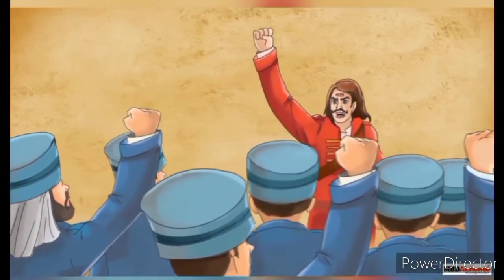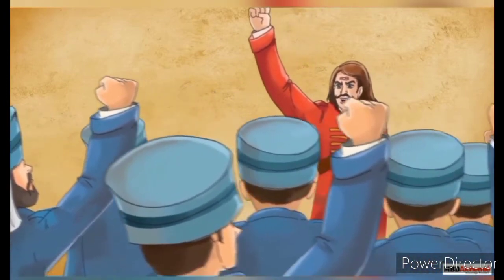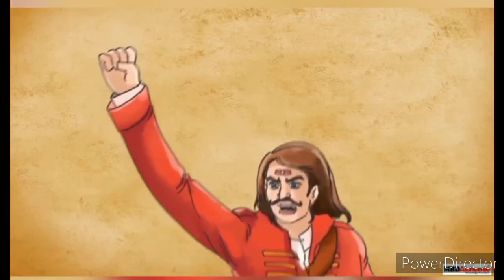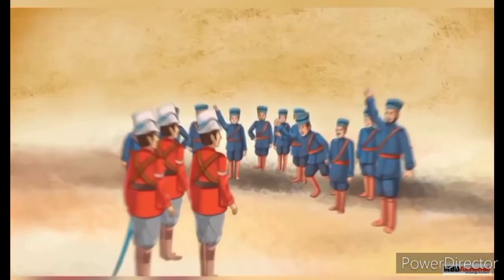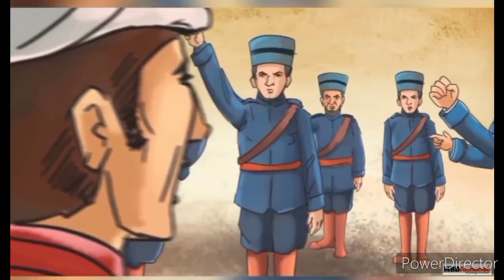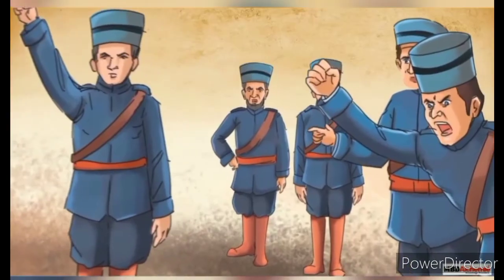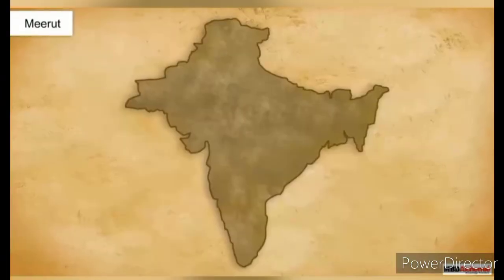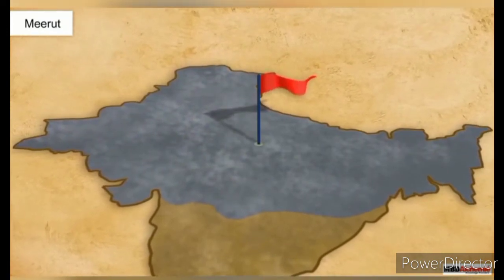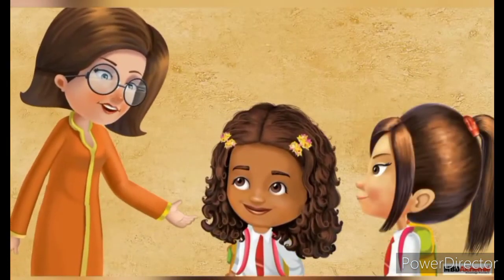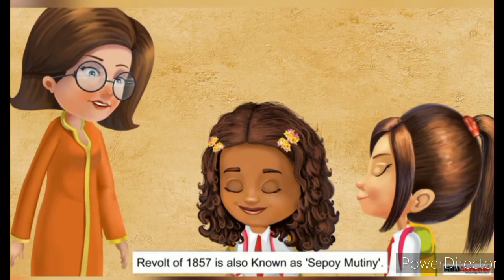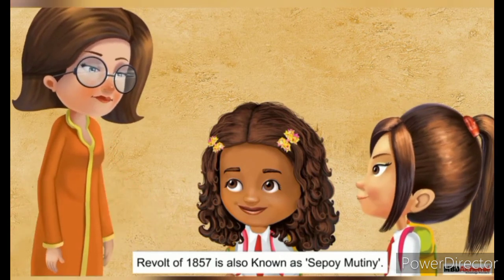After that, Indian soldiers refused to use this cartridge, and this led to friction and conflict between the Indian soldiers and the British. Finally, it resulted in the Revolt of 1857, which is also known as the First War of Independence. This revolt began at Meerut, but soon spread to northern and central India. Well explained, Alicia. Just a small addition to your narration, it is also known as the Sepoy Mutiny.